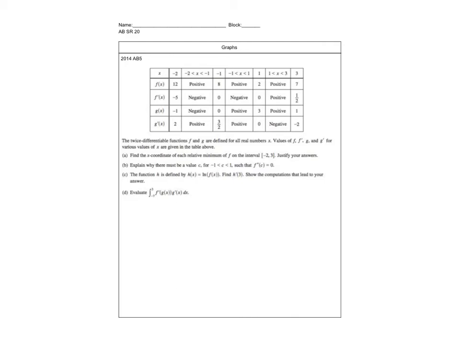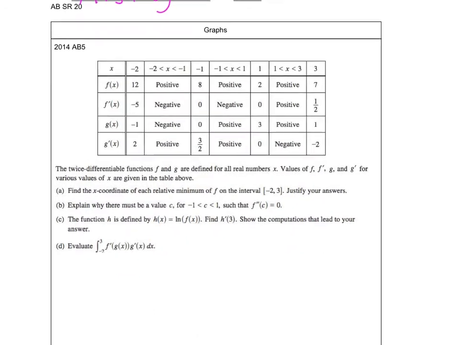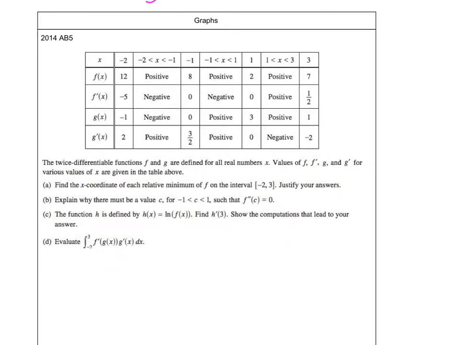Alrighty, friends, let's go ahead and make this review. We'll look at this big old table of information. So we have f, f prime, g, g prime. We have some values, and then we have positive, negative stuff. Okay, let's see what we got. Find the x-coordinate of each relative minimum.